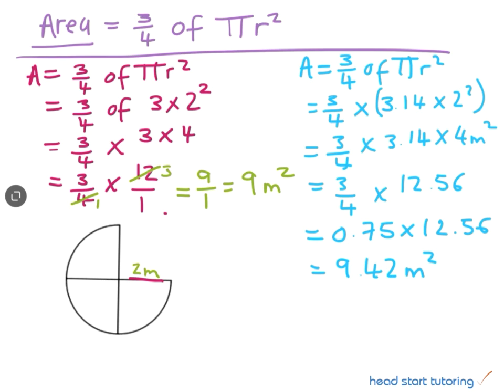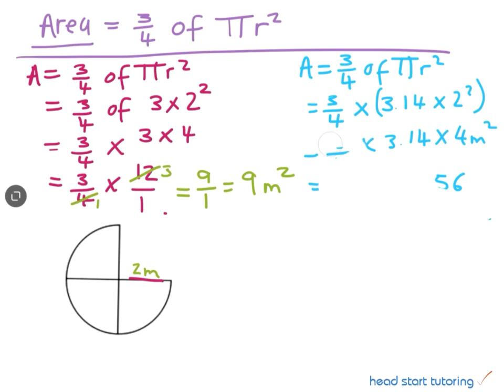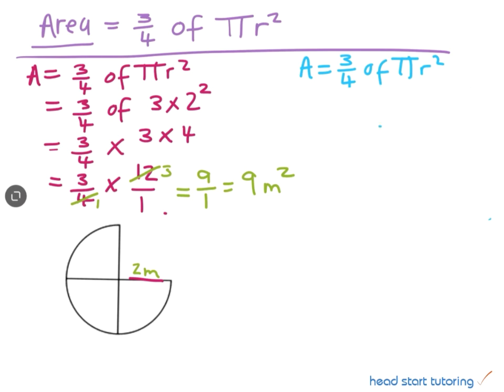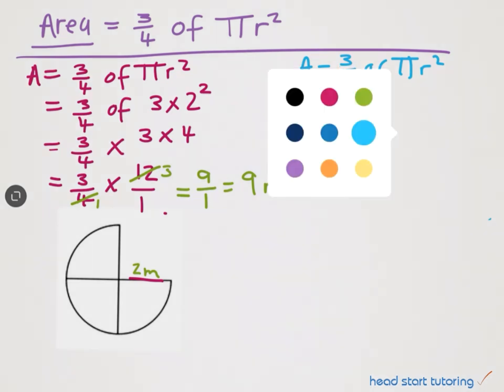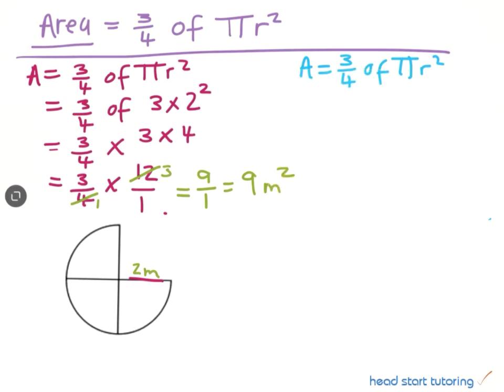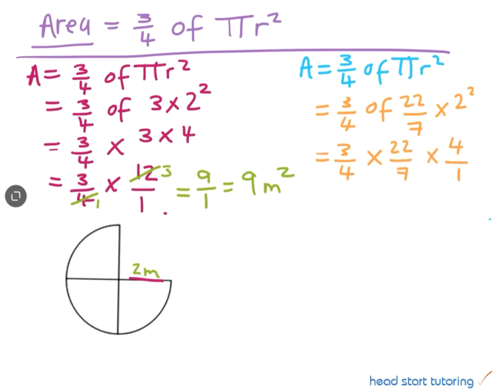Right, so just so that I can make some space, I'm going to rub this out so that we can work with pi equal to 22 over 7. So we'll keep that formula there because the formula always stays the same. And let's work with pi equal to 22 over 7. So we've got 3/4 of pi, which is 22 over 7, multiplied by 2 squared, or 2 meters squared, is 3/4 multiplied by 22 over 7 and multiplied by 4, and we put our 4 over 1.